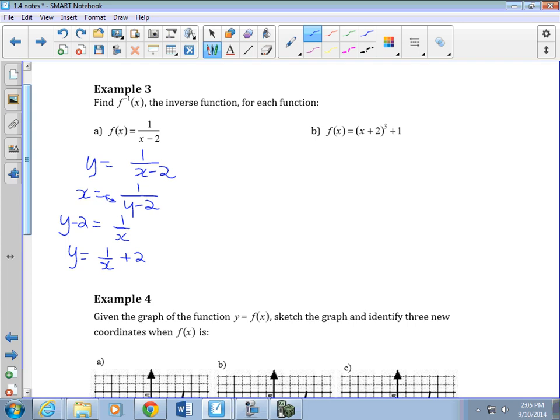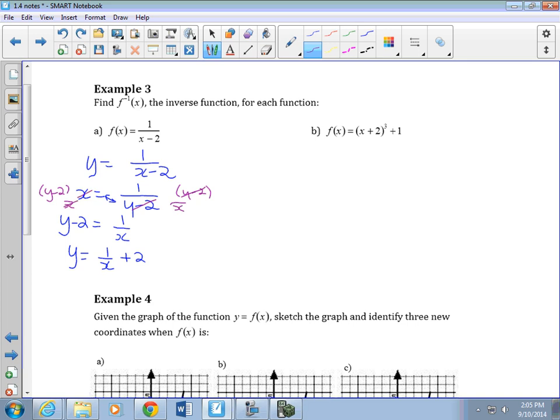Okay, and if you're confused at what I did here, basically, if I multiply this side by y minus 2 and this side by y minus 2, this will cancel, and I'm left with y minus 2 over x. So then I would have to divide by x and divide by x, and those two will cancel.